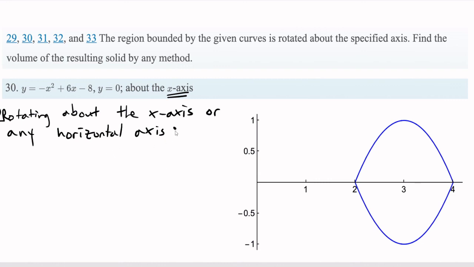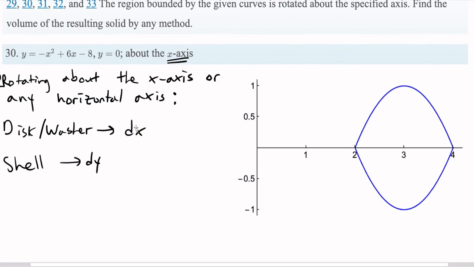The disk or washer method, in this case, is going to now be dx, and the shell will be dy. So again, we get to this problem and we just have to ask ourselves, what do I want to do here? Do I want to do shell? Do I want to do disk? What's going to be best? So we look at this very quickly and determine what to do. I do not want to try to make this x as a function of y.